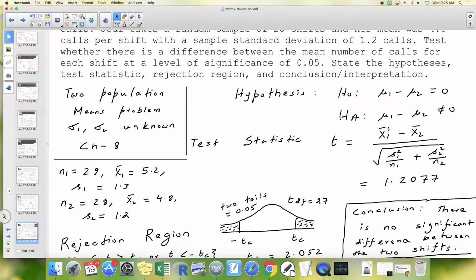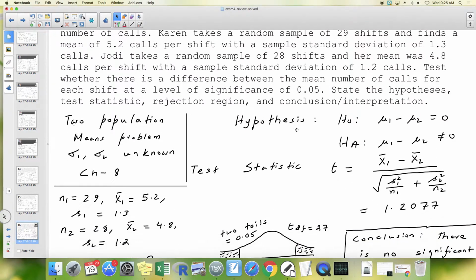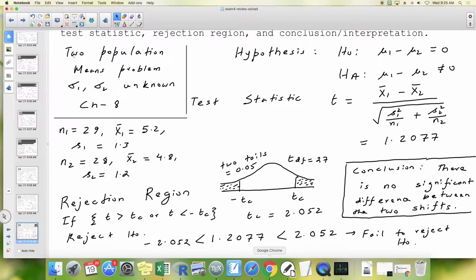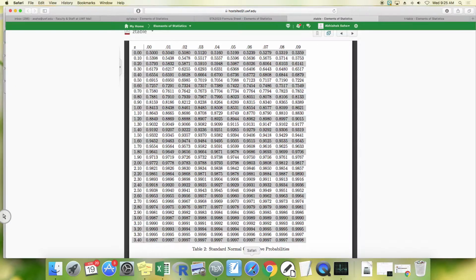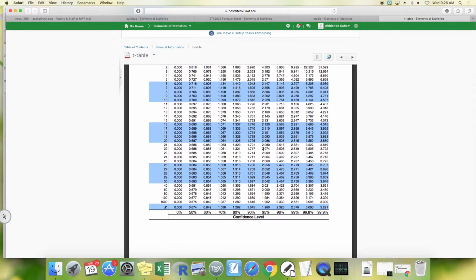Next, is it a right tail or a left tail or two tail? It's a two tails test. So I'm drawing two tails. Area right of tc and area left of minus tc. How fat should the two tails be? It should be 0.05 fat. So we look for two tails equal 0.05 and degrees of freedom 27. So it's 2.052.